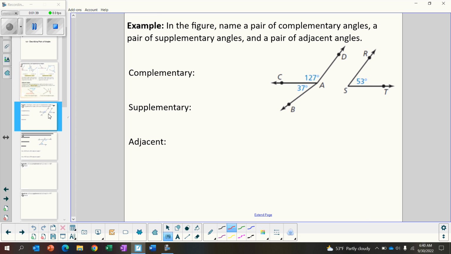All right, so in this figure, we're going to name a pair of complementary angles, a pair of supplementary angles, and a pair of adjacent angles. So for complementary, we're looking for two angles that add to 90. So I can eliminate the 127 because that's already bigger than 90. So let me check the 37 and the 53. So 37 plus 53 does in fact equal 90. So those two angles are complementary, and I would name them angle CAB and angle RST.